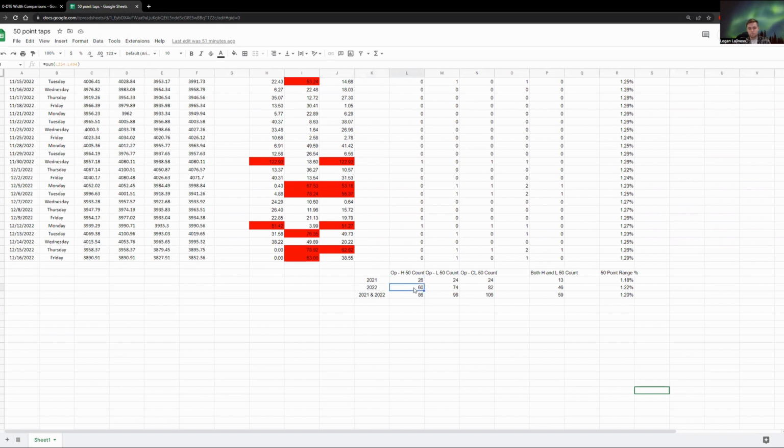2022, these numbers are insane. It touched the high of 50 points above 60 times. It touched the low 50 points below the open 74 times. It closed above or below 50 points 82 times. And it hit both 50 above and 50 down, so again that 100-point swing, 46 times.